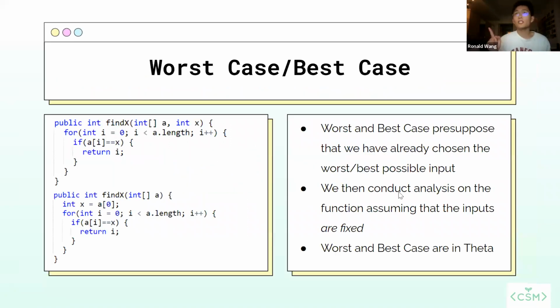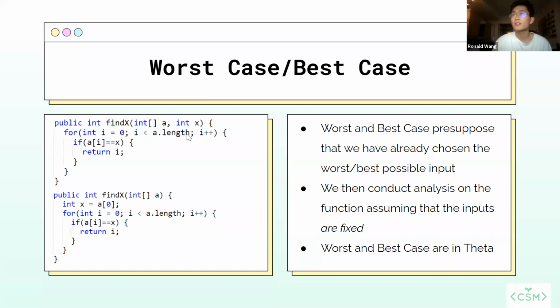There's one last important distinction to notice, which is worst case and best case, right? Worst case and best case presuppose that we have already chosen the worst and best possible input. We then conduct analysis on the function, assuming that the inputs are already fixed. And what this means is that when you see the words worst case and best case on a test or on a CSM worksheet, you always want to answer in theta bound, right? Here is the explanation as to why, right? Because we have presupposed this, there's nothing else that we could change about the function in order to make the O and omega bounds different, right? And so therefore, they're always going to converge to a theta bound.